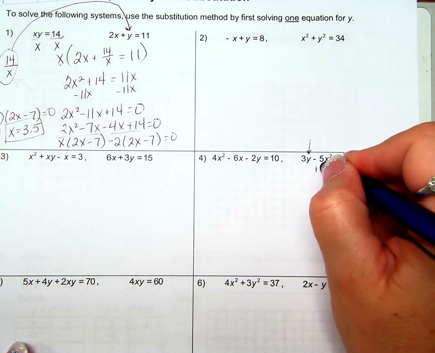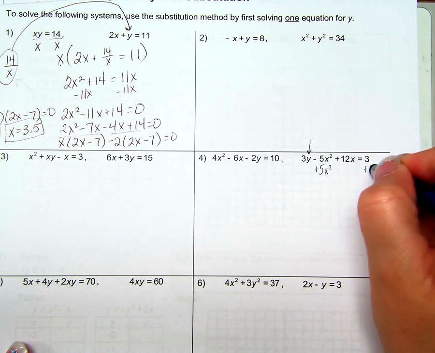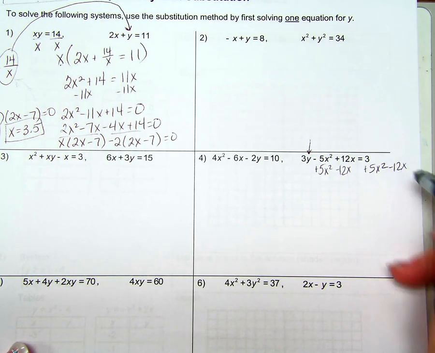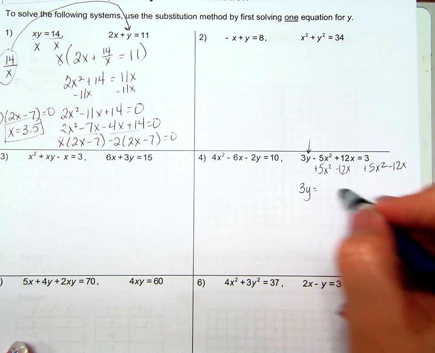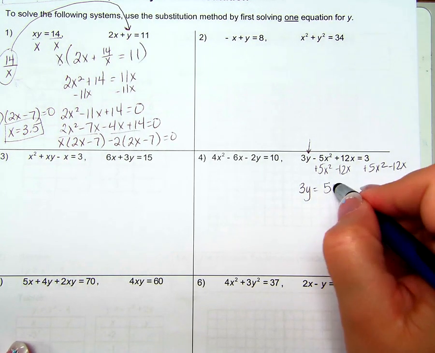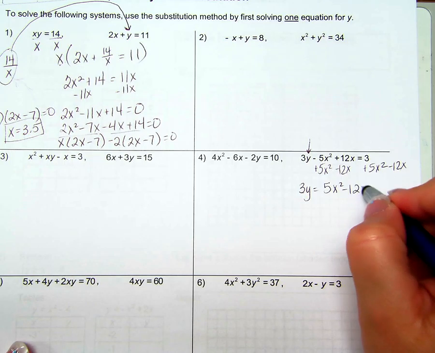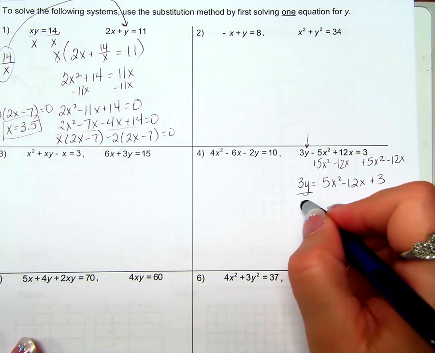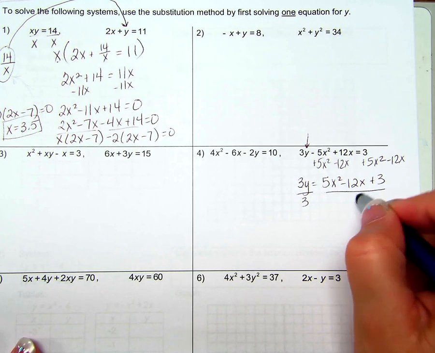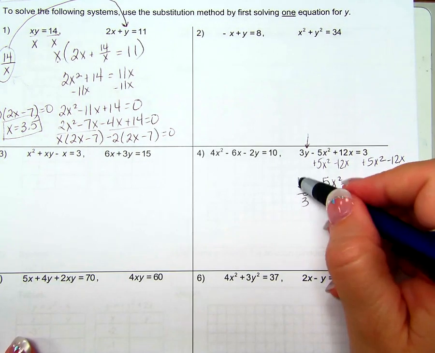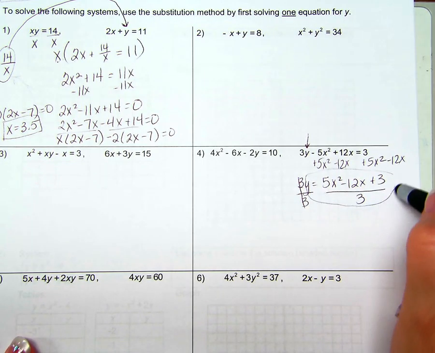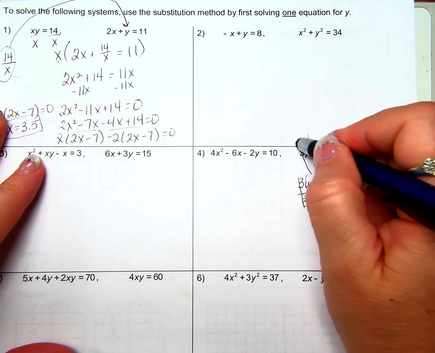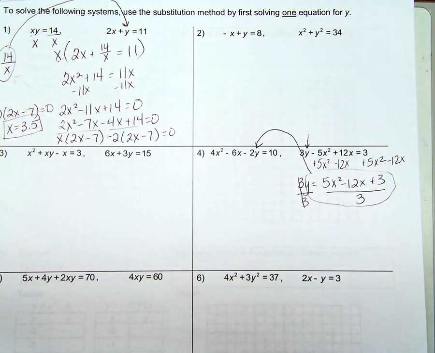So we need to add 5x squared and subtract 12x. So we get 3y equals 5x squared minus 12x plus 3. And how do we solve for y? Divide everything by 3. So that is our value for y. Okay? So now I'm going to rewrite the other equation, but I'm going to put that in for y.